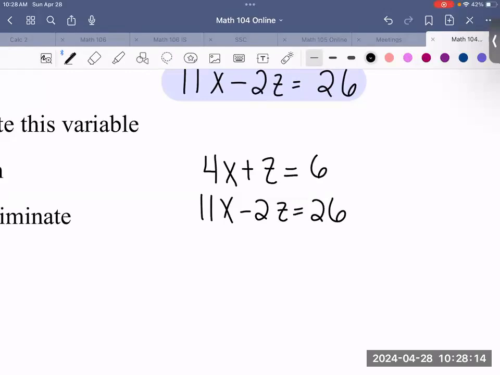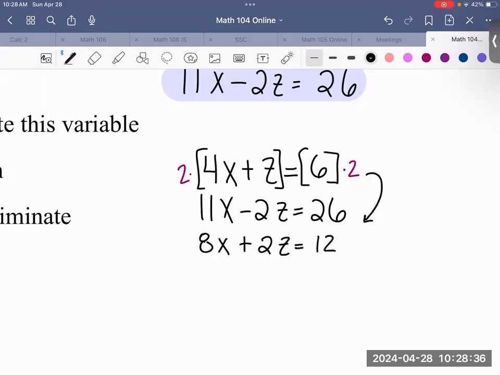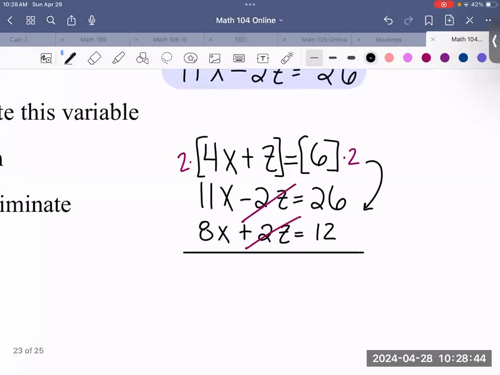Now, I'm a fan of elimination method, so I'm going to choose to eliminate my z's. So I'm going to multiply both sides of this top equation by a 2. That'll make it 8x plus 2z is equal to 12, which my z's will cancel. And then I can continue on to have 19x is equal to 38. Divide both sides by 19, and my x is a 2.